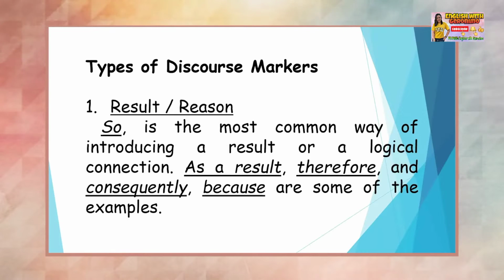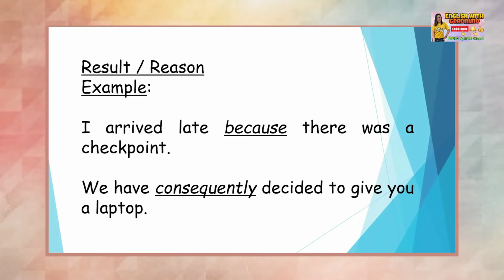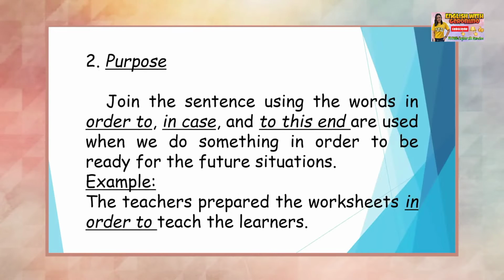Types of discourse markers. First, result or reason. So is the most common way of introducing a result or a logical connection. As a result, therefore, consequently, because are some of the examples. Result or reason example: I arrived late because there was a checkpoint. We have consequently decided to give you a laptop.